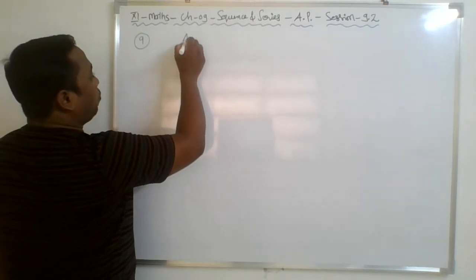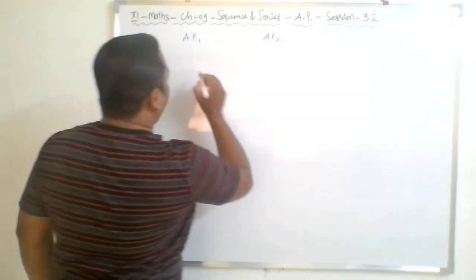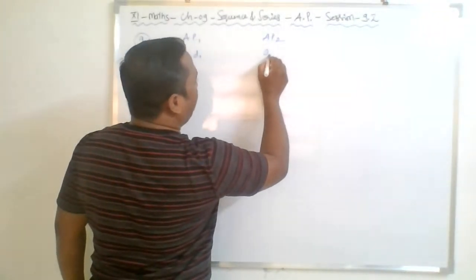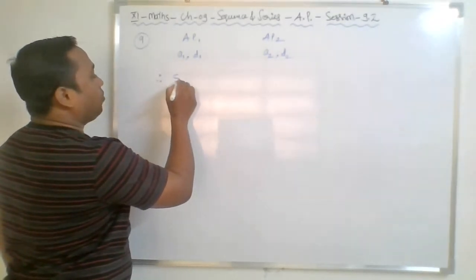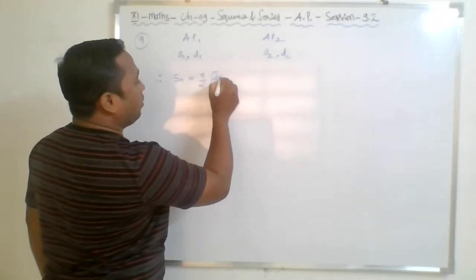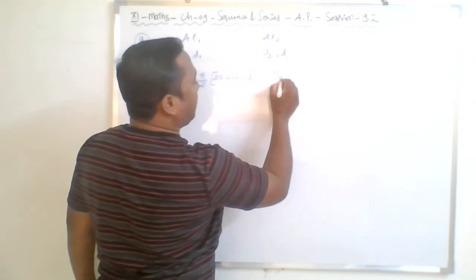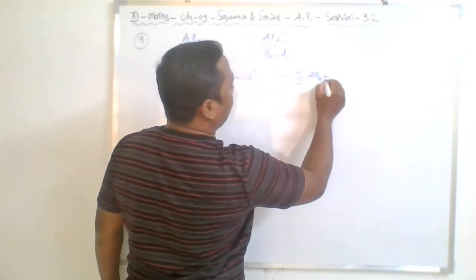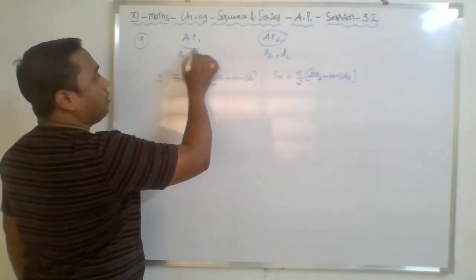So there are two arithmetic progressions. First, let us say AP1, AP2, right? So the first term is denoted by A1, the common difference is denoted by D1, and for the second, the first term is denoted by A2, the common difference is denoted by D2. So therefore, the sum of n terms of this AP will be given by n by 2 into 2A1 plus n minus 1 into D1. And the sum of n terms of the second AP will be given by n by 2 into 2A2 plus n minus 1 into D2. This is the sum of n terms formula of the second AP, and this is the first AP.